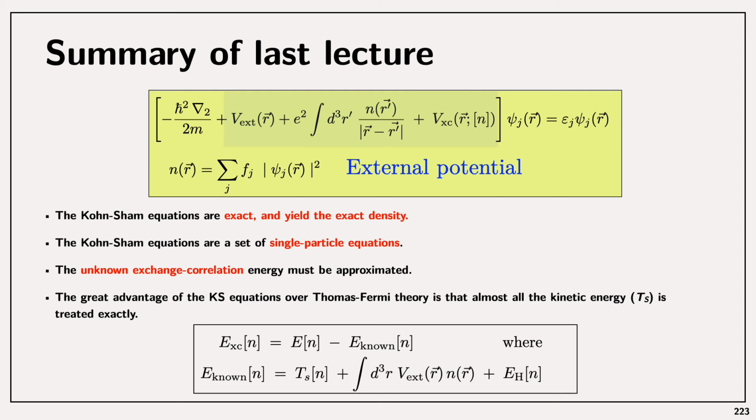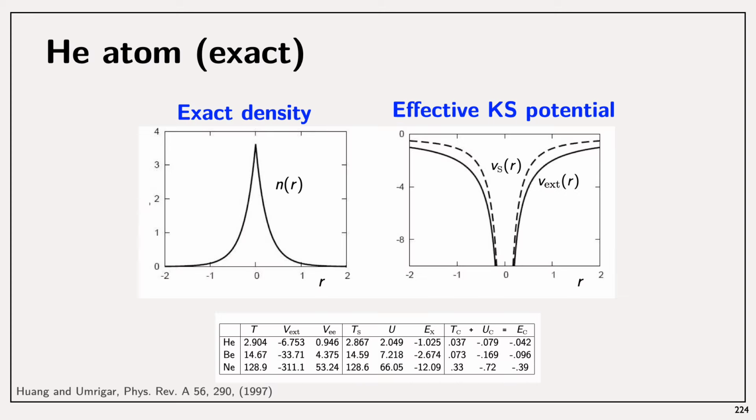But here, the big chunk of the kinetic energy is approximated by that of independent electrons, which is the largest piece. And for that, I'd like to show you an example here for the helium atom. I'd like you to focus on the table at the bottom, and I'll just focus on helium in there. If you want to look at the others, I invite you to pause the screencast and look at it.